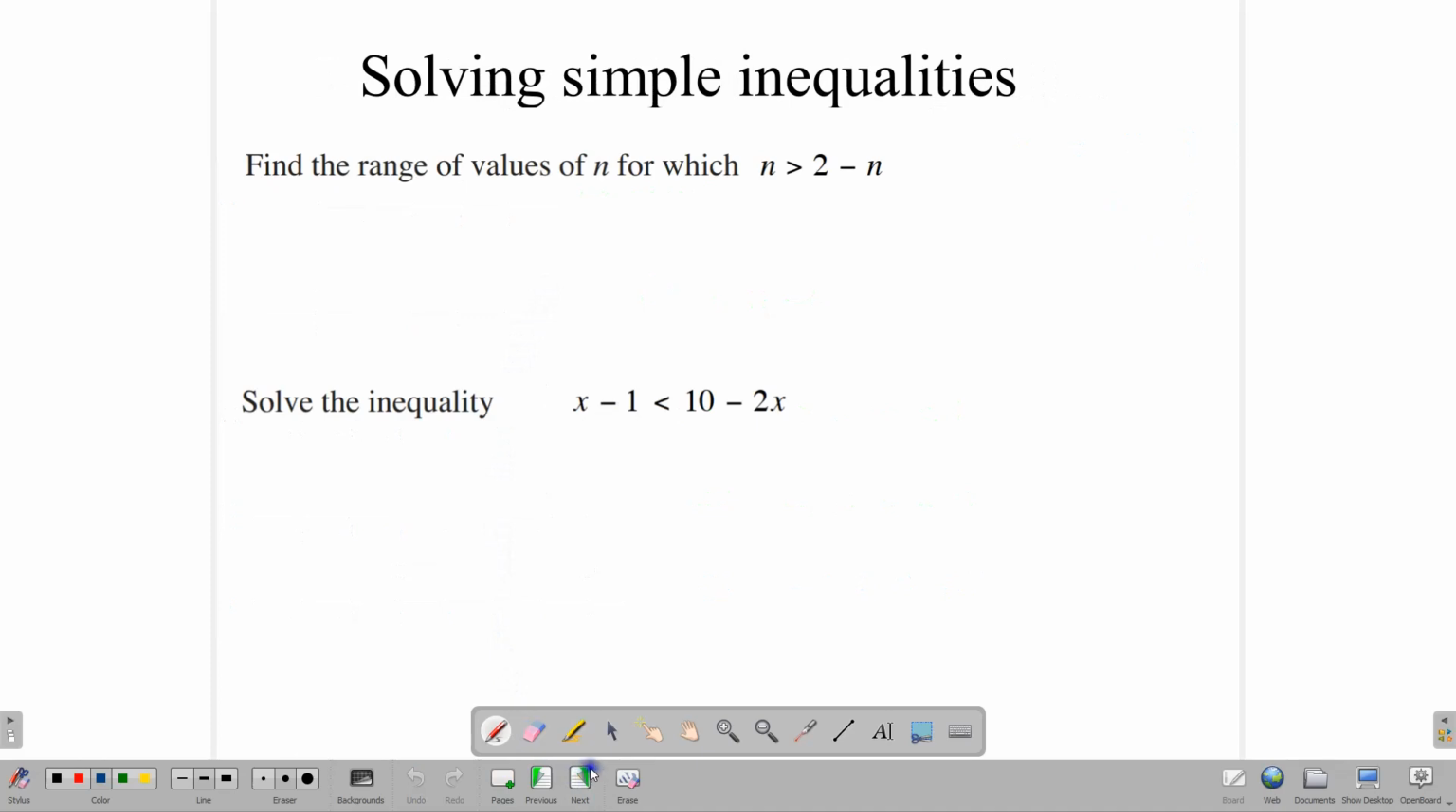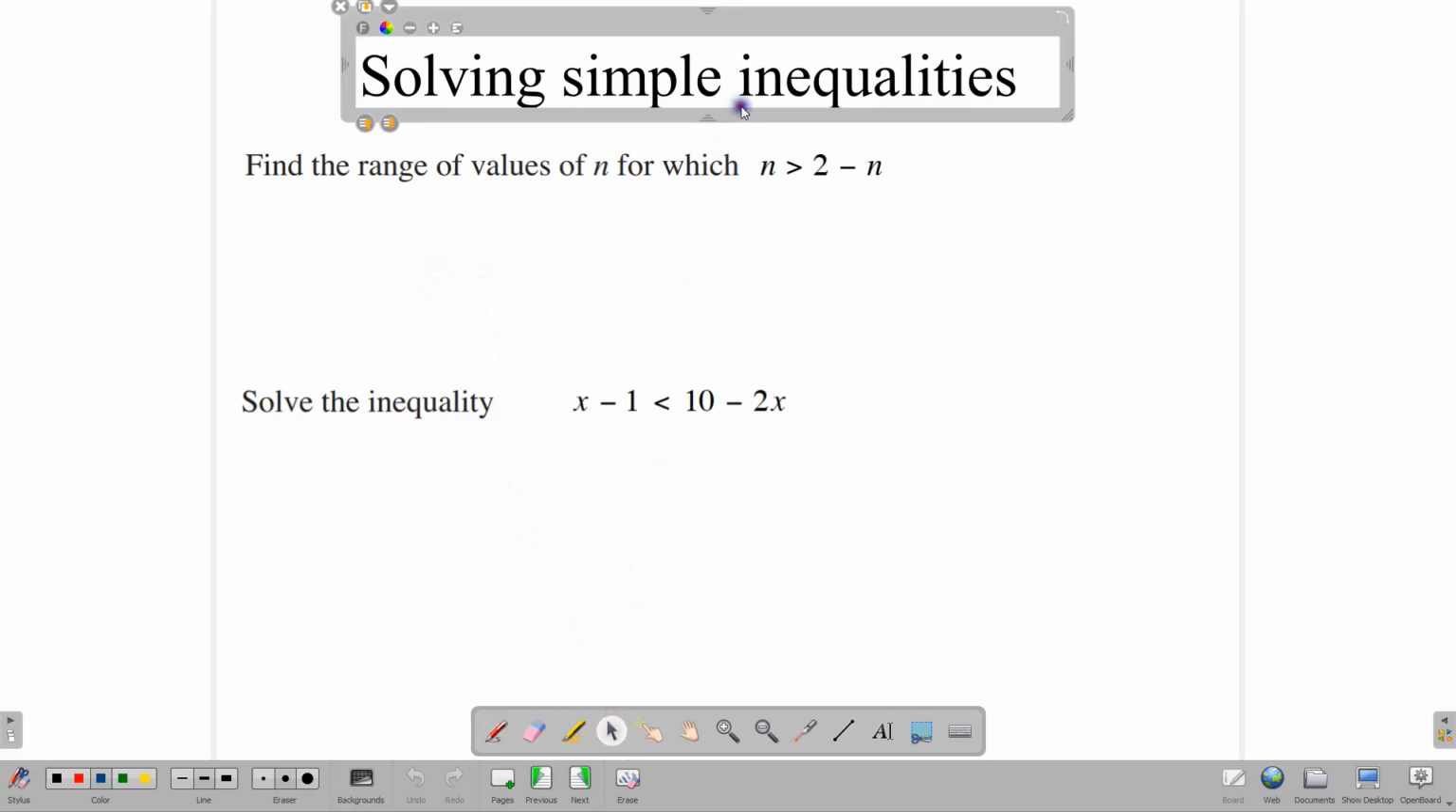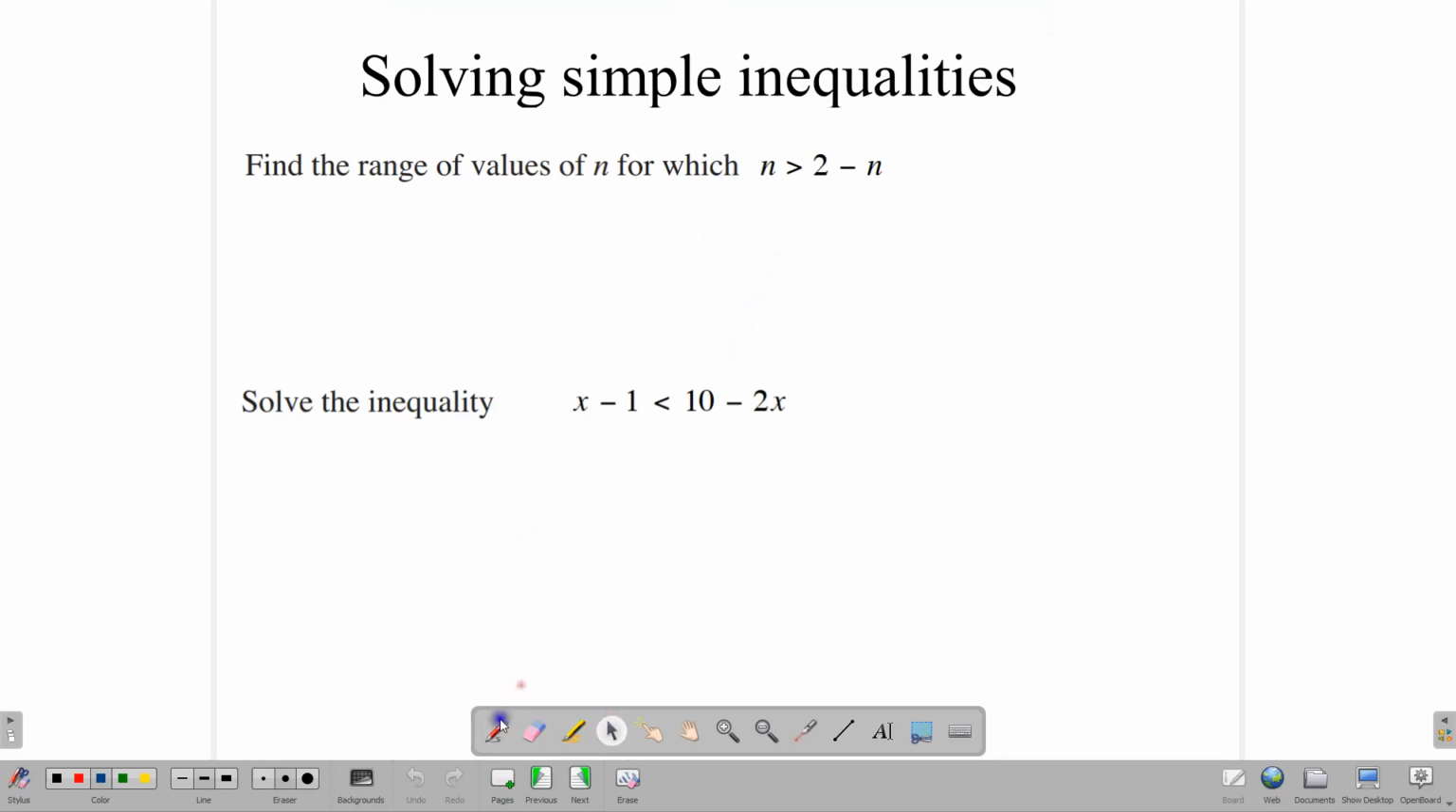Now let's talk about how do we solve inequalities. And when we solve inequalities, what we're looking for is not a solution, but rather a solution set. That is the set of numbers that will satisfy this inequality. Inequalities are solved in the same way that you would solve a regular equation. All the principles that apply to equations when you're solving them apply to inequalities.